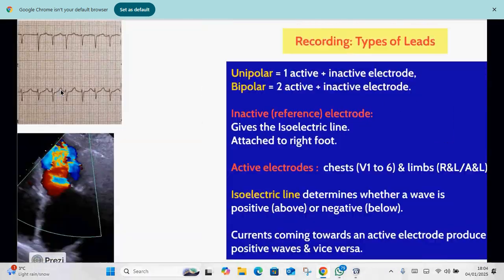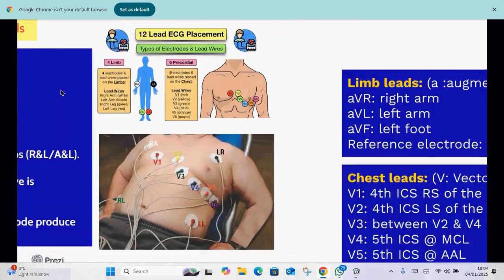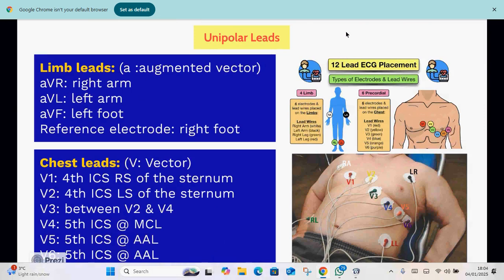So now we move to unipolar leads. So what are the unipolar leads? What's the definition of unipolar leads?